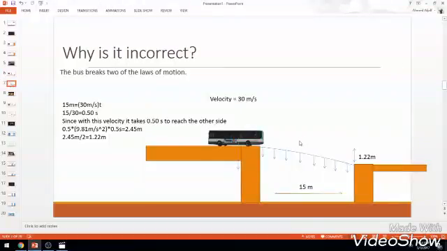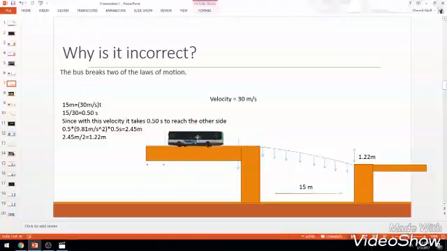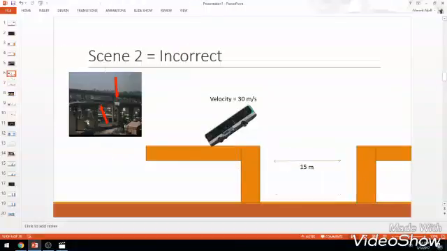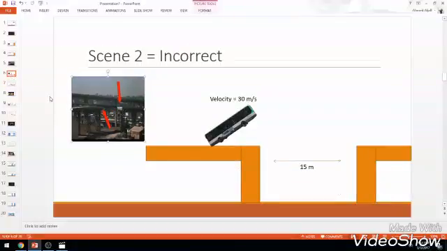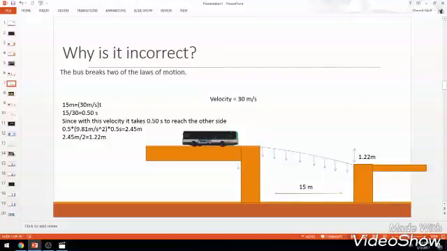So, how should it have gone then? Well, we have a velocity of 30 meters per second. By the way, the cliffs were the same height. It was not like the other cliff was lower than this one. It is the same height, which makes it even worse. So, the bus is going at a speed of 30 meters per second, and we have a distance of 15 meters between the two cliffs, which means the time to reach the other cliff is 0.50 seconds.